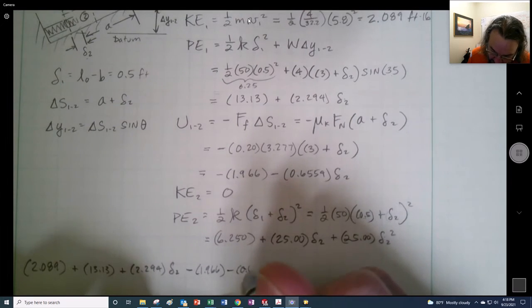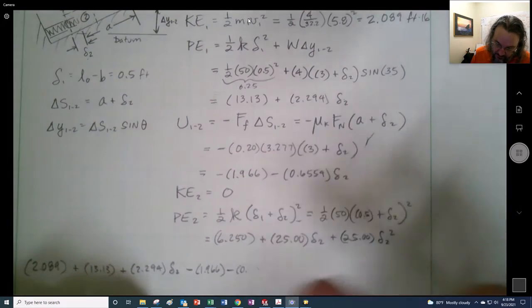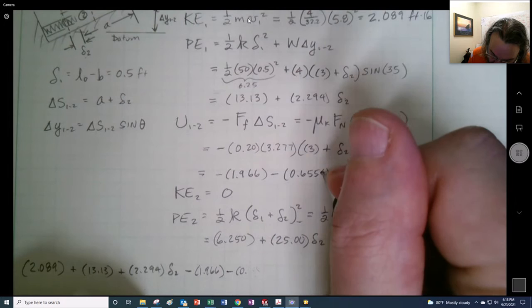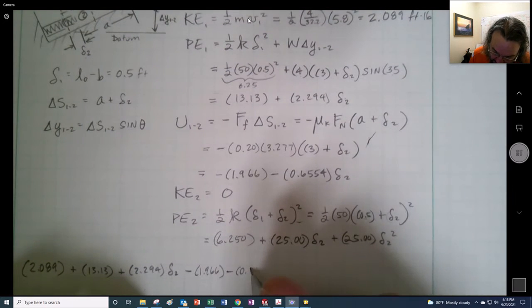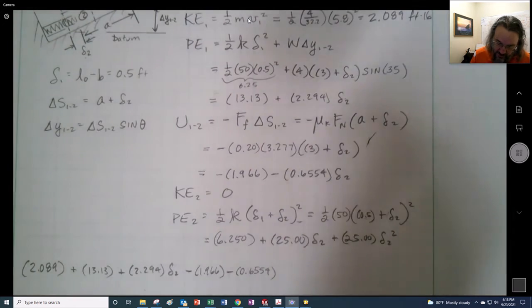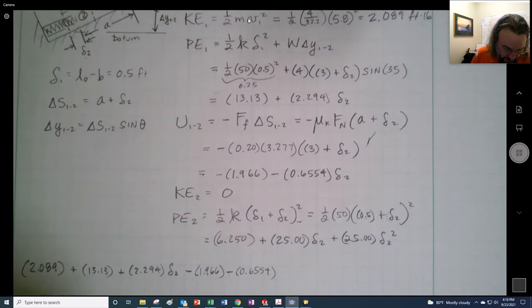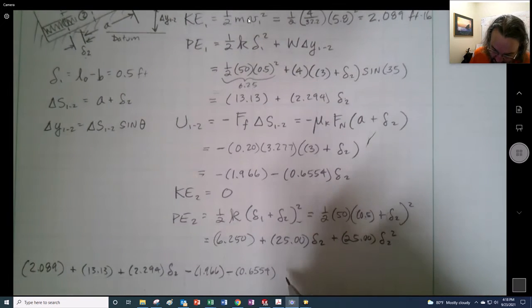Is that a 4? I can't read that. I think it's a 4. Make your 4s look like 4s. I believe it's a 4. Let's double check. All right, 3.277 times 0.2. Yeah, it's got to be a 4. That's a 4. And times del 2.